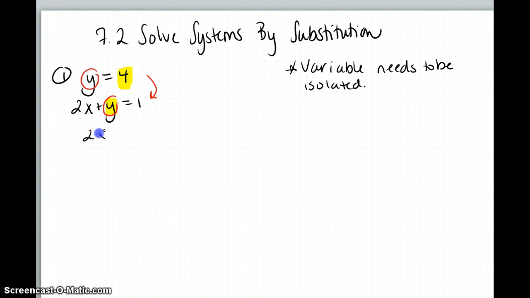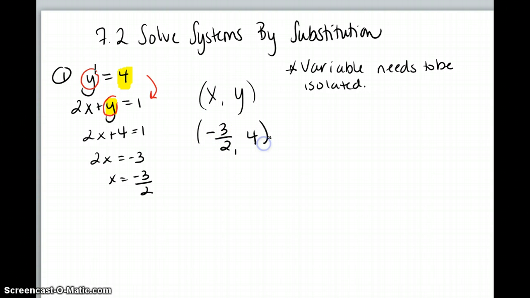So I have 2x plus 4 equals 1. Then we're going to get 2x equals negative 3 and x equals negative 3 halves. Is it okay for an answer to be a fraction? Yes, it is. But in these, please remember to keep them as fractions and not as decimals. Now, like I mentioned before, you must write your answer as an ordered pair. An ordered pair is surrounded by parentheses. So our final answer is negative 3 halves, comma, 4.